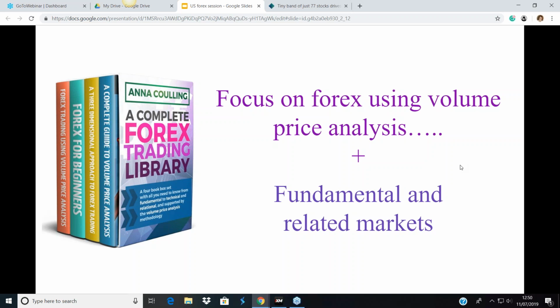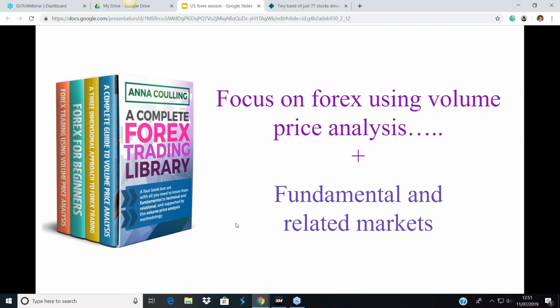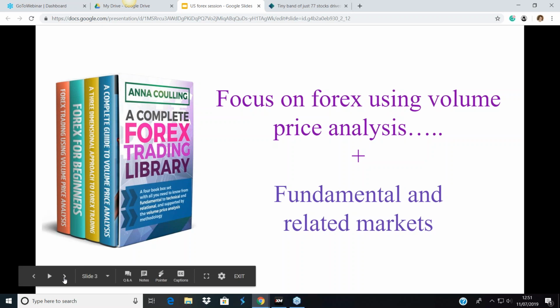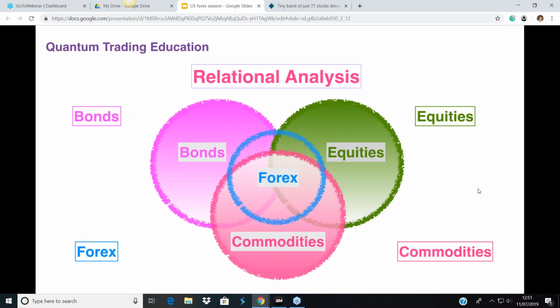Again, I know we have traders who come along who've already bought the various books that are available. For Forex, what we've done is put it together in what we call the complete Forex trading library, because once you've mastered the technical analysis side of trading, you really have to understand the other drivers for this market, which are the fundamental and the related markets. This is covered in huge detail in the program that we have put together.